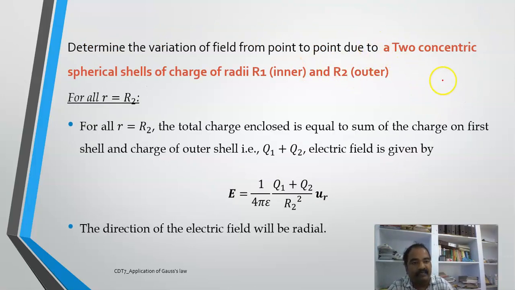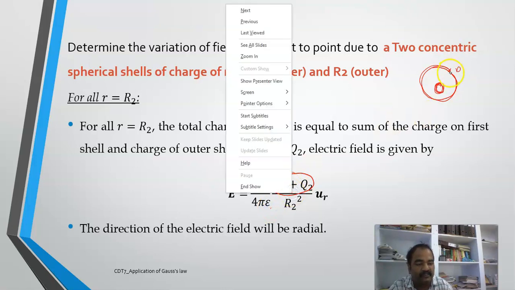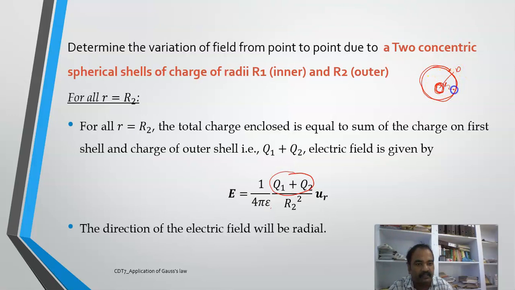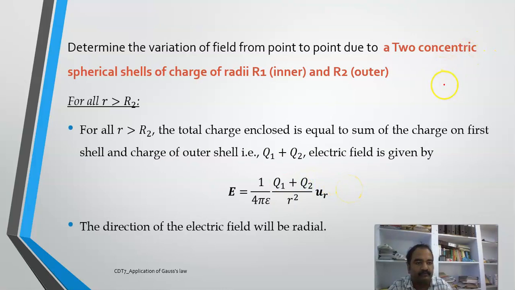See, when I am considering this particular point on D, where it is on the outer shell, how much charge is being enclosed here? This is one charge Q2 and this is another charge Q1. So, total charge now becomes Q1 plus Q2. So, that's why there is a change in the equation: 1 by 4 pi epsilon naught, Q1 plus Q2, and the distance of this point from the center is R2, right? This is R2 square. If I go anything beyond this one, right? So, distance is R, the total charge enclosed by this region is, this is Q1, this is Q2. So, Q1 plus Q2 by R square.